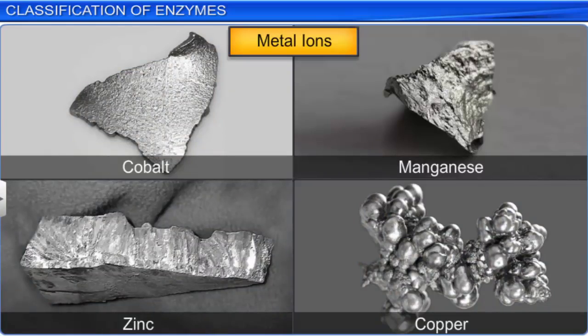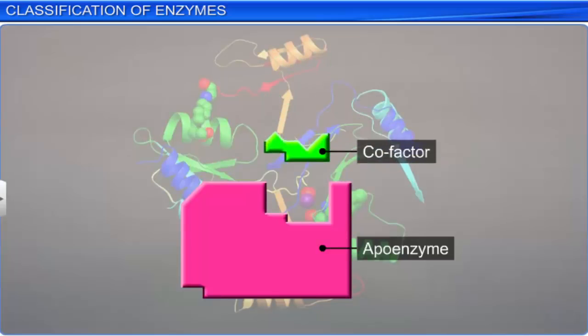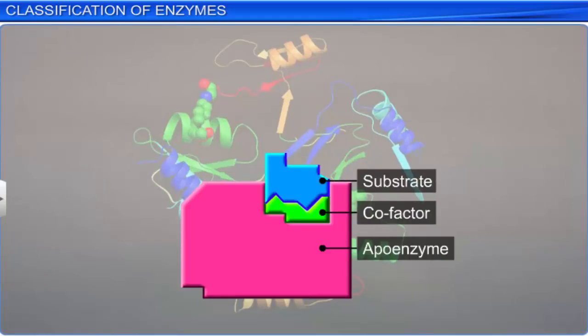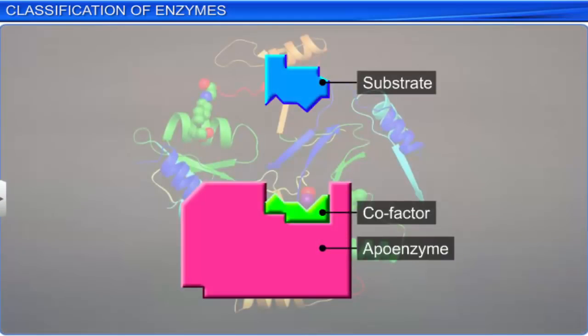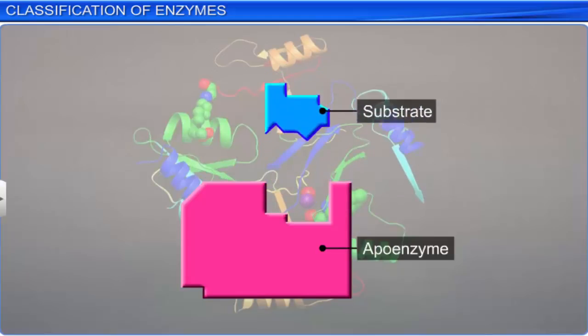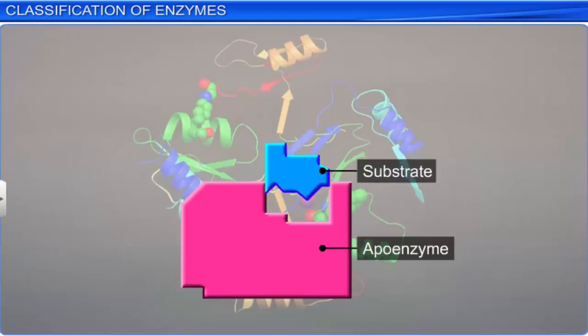A cofactor is very crucial for the catalytic activity of the enzyme. If the cofactor is removed, the enzyme loses its ability to perform catalysis. Therefore, the classification of enzymes provides information about reactions carried out by different enzymes.